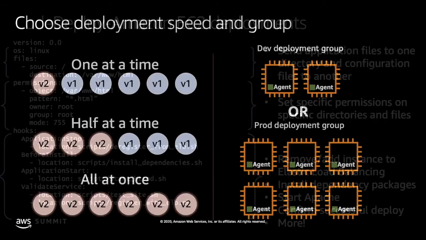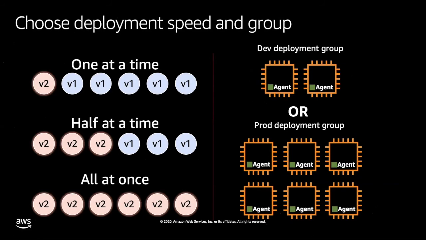It allows you to set different deployment options. So you can say one at a time. Let's say you've got 10 EC2 instances. You say, okay, deploy this instance, and once that one's done, deploy another one, one after another linearly. Every time one succeeds, start the next one. If one fails, roll them back. You can do half at a time.